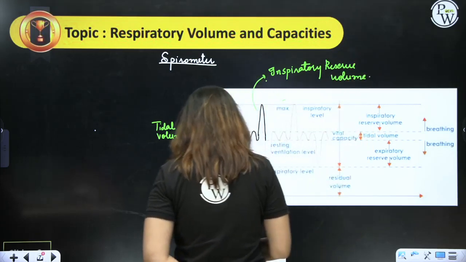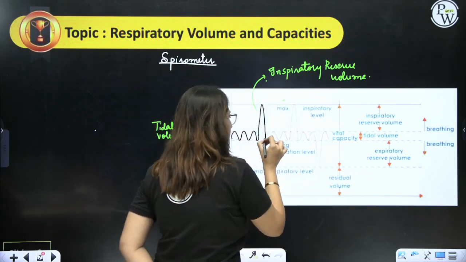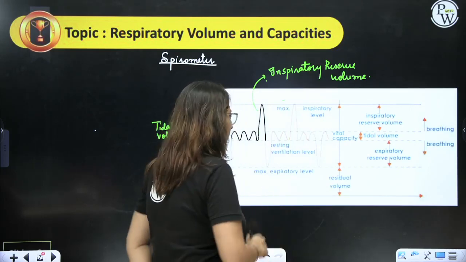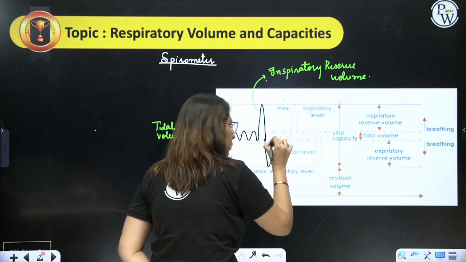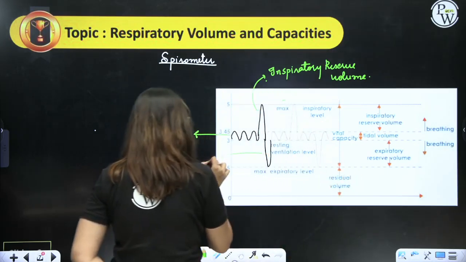Now I'm telling you to expire forcefully. Normal expiration is the tidal volume. If I tell you to expire forcefully, what is this? This is your expiratory reserve volume.